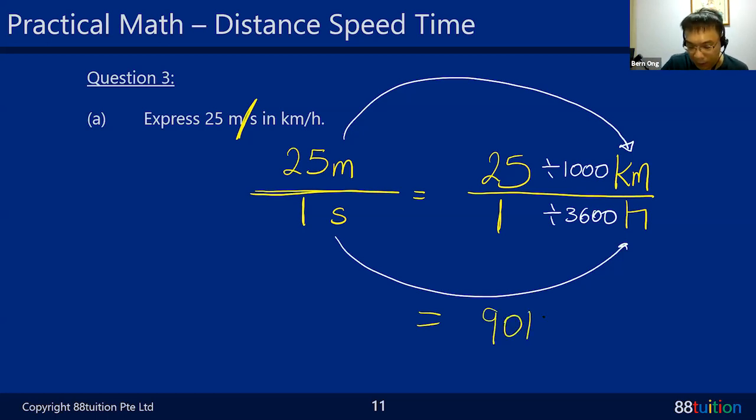90 kilometer per hour. That's the answer. I love conversion. It's very, very fun. Can? And do it this way. Every time it works, man. Trust me. Never bluff you.